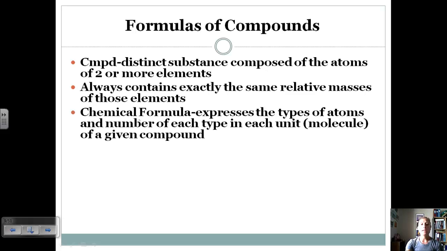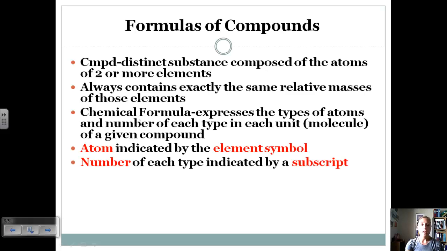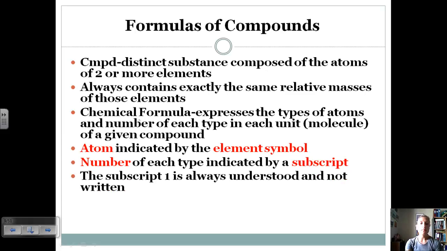Well, we've got to find a way to represent this compound in a shortcut method using element symbols, and that's what a chemical formula is. It expresses the types of atoms and the number of each type in each unit or molecule of a given compound. So we're expressing 2 things, the type of the atom and the quantity. To represent the atom, we use the element symbol, and to represent the quantity, we use a subscript. The subscripts are small numbers that are down below.